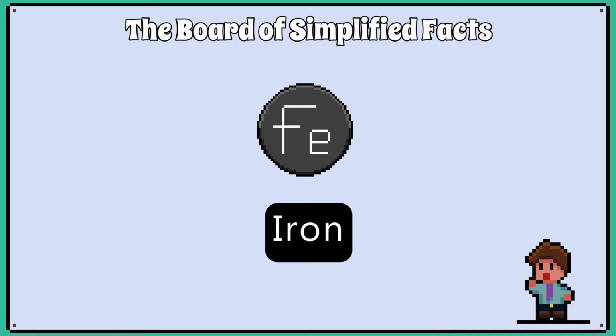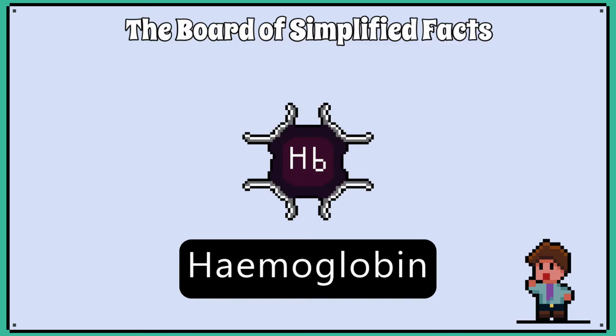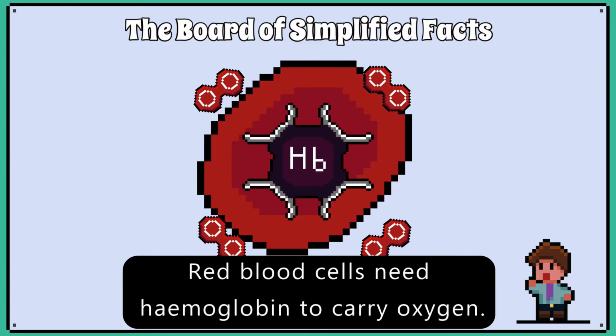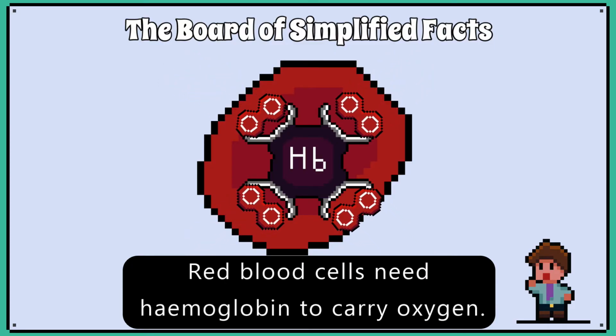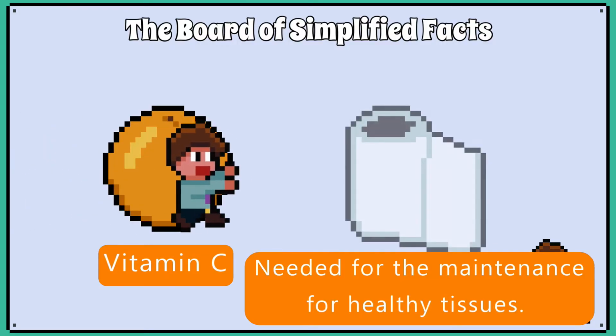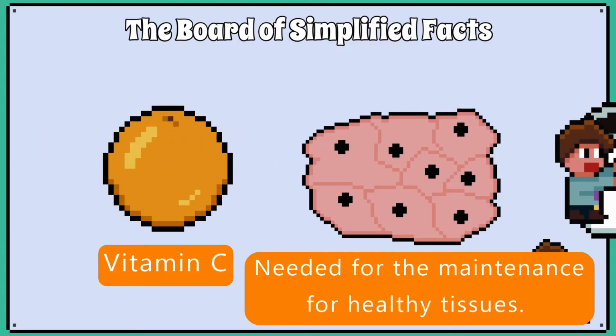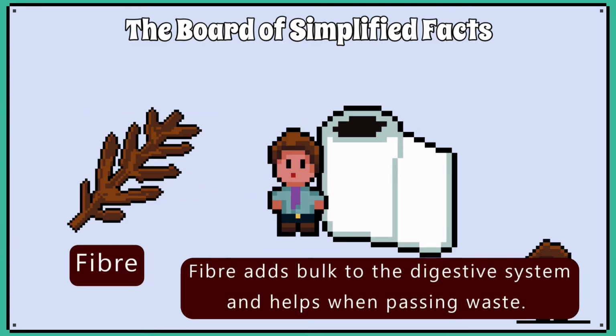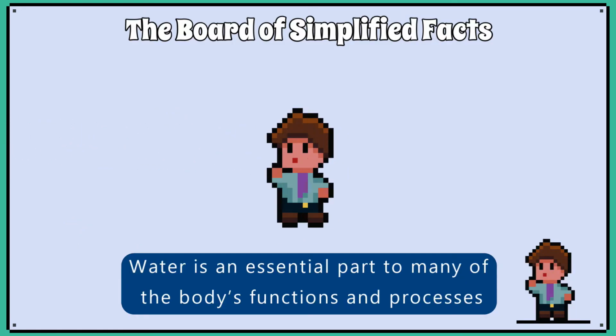Iron is needed for the production of hemoglobin. Hemoglobin is found in your red blood cells, and it is this iron-containing molecule that allows your red blood cells to carry oxygen. Vitamin C is needed to help maintain healthy tissues in our bodies. Fiber is needed to add bulk to the digestive system. Effectively, it helps you to pass waste. Finally, water is an essential part to many of the body's functions and processes.